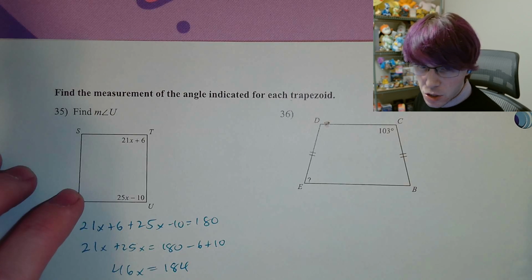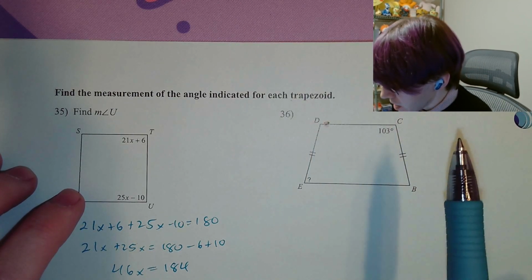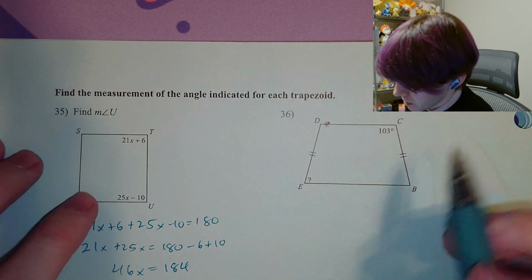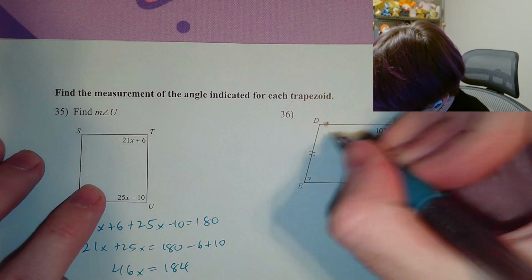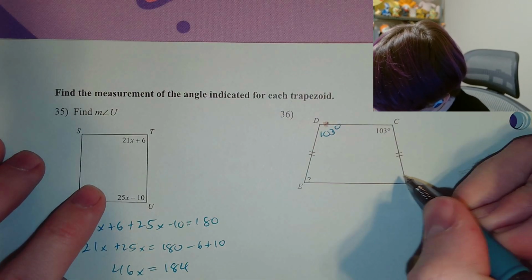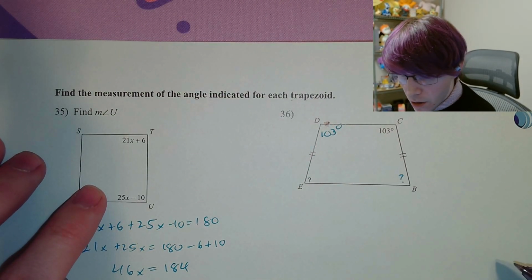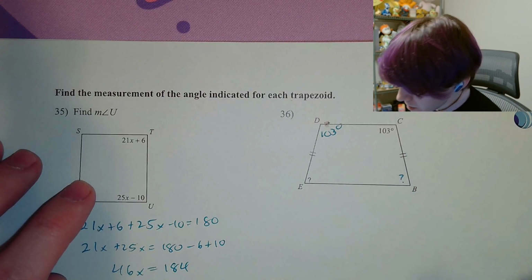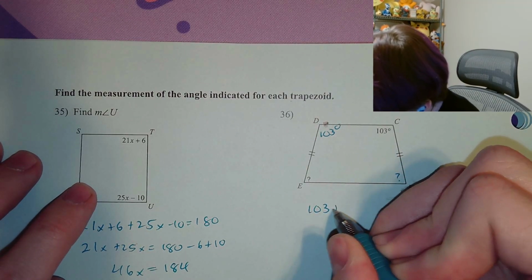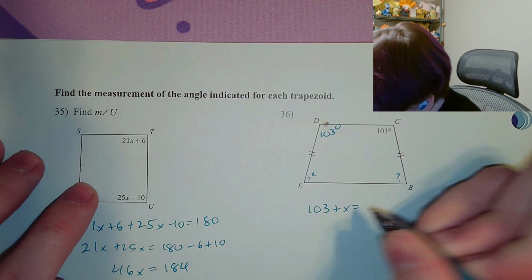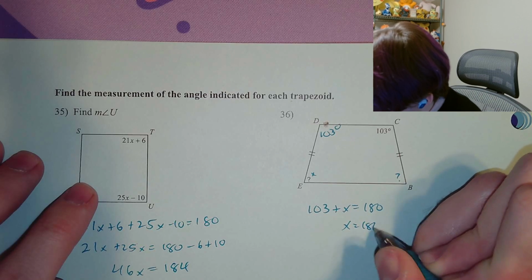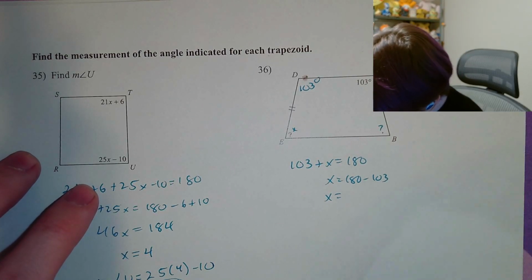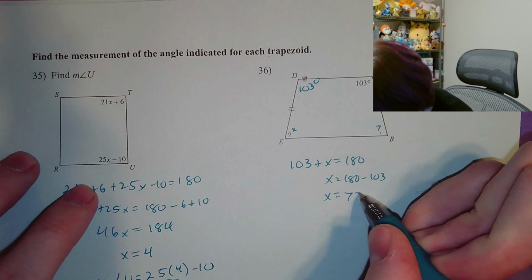All right, moving up to question 36. In an isosceles trapezoid, the base angles are the same. So these are isosceles here, meaning that this guy over here is also 103, and this guy over here is also the question mark. Regardless, they're going to be equal to each other, and the opposite sides here are going to be adding up to 180. So we have that 103 plus, I'll call it x, equals 180. In other words, x is going to be 180 minus 103, or x is equal to 77.